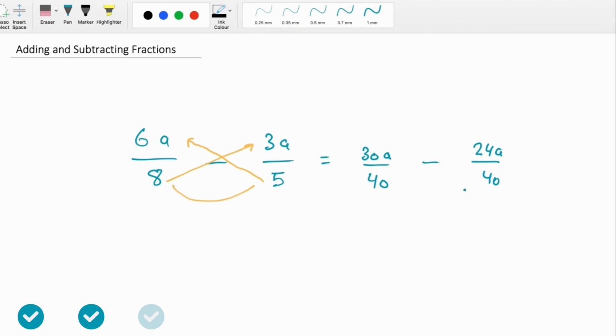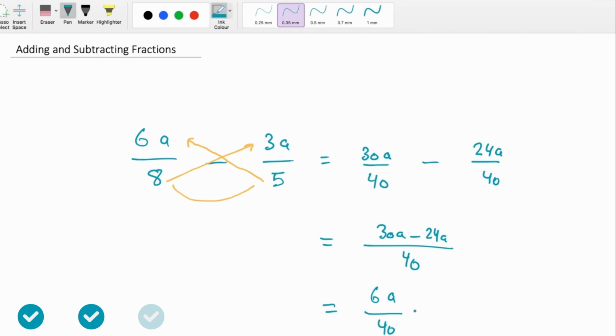So here we've already completed steps 1 and 2, that is ensuring that both denominators are the same, and number 2 is readjusting our numerator. Now let's go ahead and simplify. Simplifying by combining the denominators together, so we get 30a minus 24a over 40. Then after this, we need to ensure that we simplify our numerator. 30a minus 24a, that gives us 6a, and then over 40. And the final step is to ask, can we simplify this further?